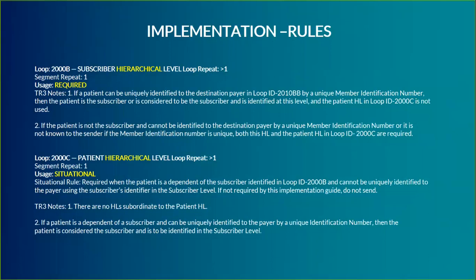Okay, so let's look at this. I would have thought, oh, patient's always required, but no, it's not. It says, required when the patient is a dependent of the subscriber identified in Loop ID 2000B, so that's up above, and cannot be uniquely identified to the payer using the subscriber's identifier in the subscriber level. What that's really telling you is the subscriber and the patient or dependent are different. Because if you sent in the subscriber level, the subscriber ID, and the subscriber is the patient, you've identified them, right?